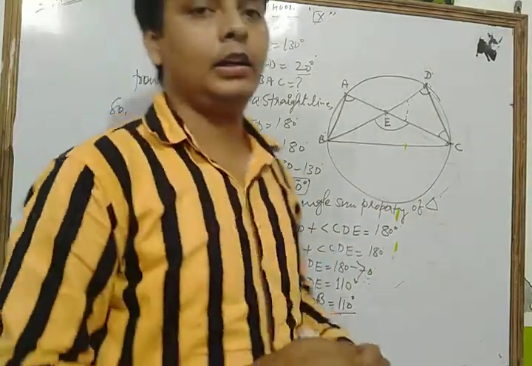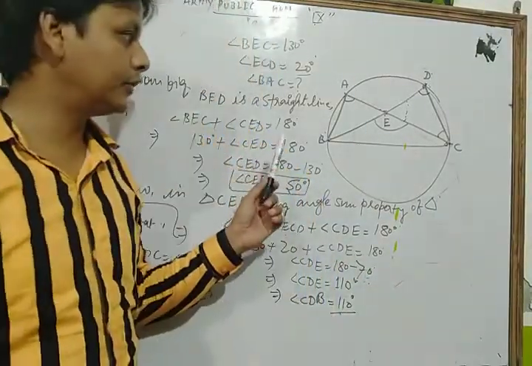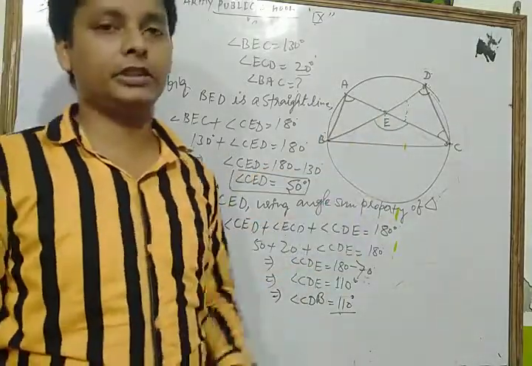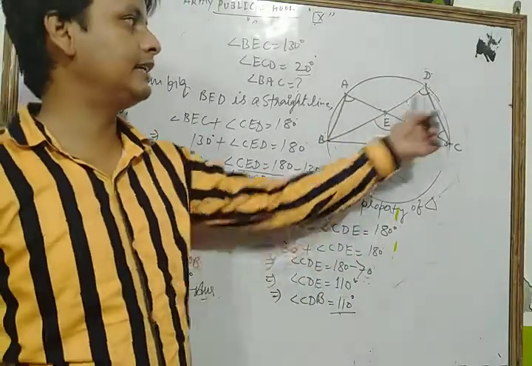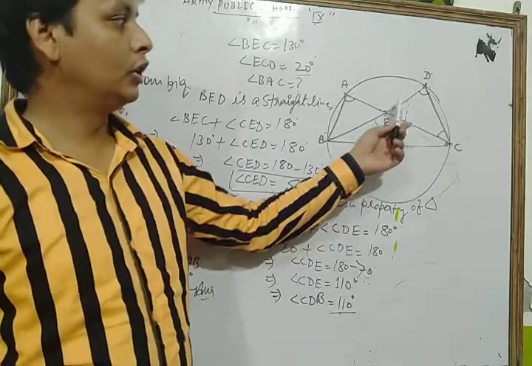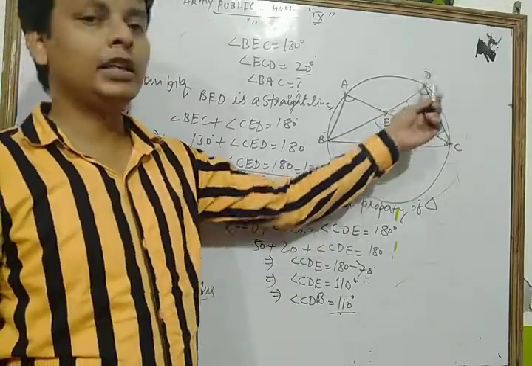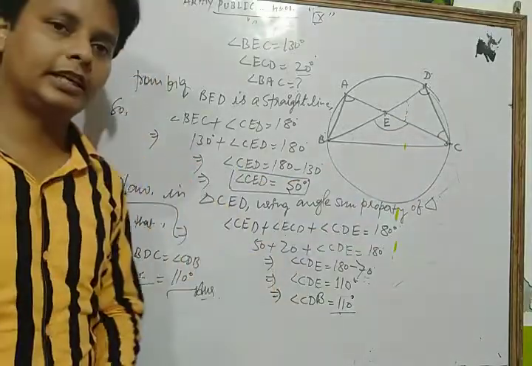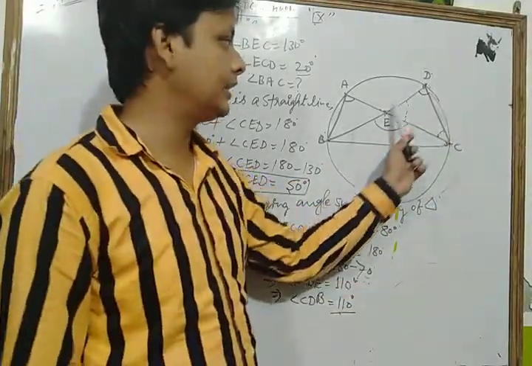Now let's see once more, dear student. First of all, in that figure, your question is AC and BD intersect each other at point E. So BED is a straight line. In this way, we find the angle CED. Now in triangle CED, we apply the angle sum property of the triangle. In this way, we find angle CDE.